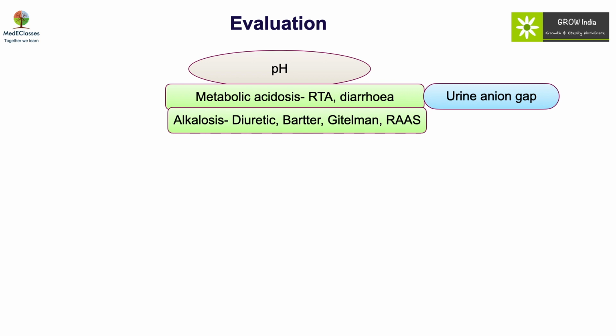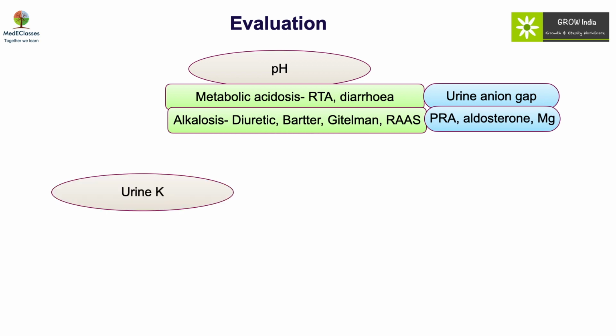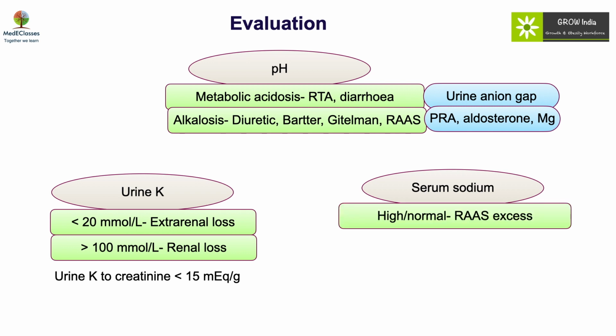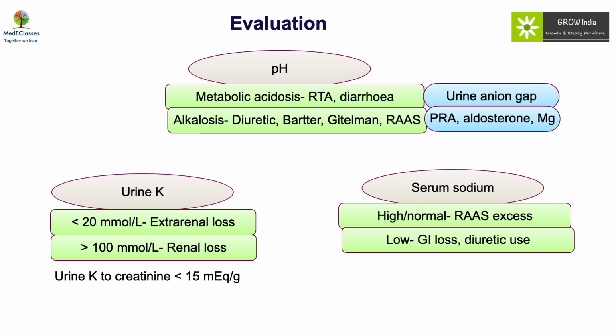Alkalosis with hypokalemia can be because of a number of causes. So we have to look at blood pressure, renin activity, aldosterone, and magnesium level. Urinary potassium, if it's more than 100, indicates renal loss, and we can look at the urinary potassium to creatinine ratio. Transtubular potassium gradient is of limited role in evaluation of hypokalemia at the moment. Very importantly, correlate sodium levels. We expect the sodium to be high or normal in a RAS excess state. If the sodium is also low, it is GI loss or diuretic use.